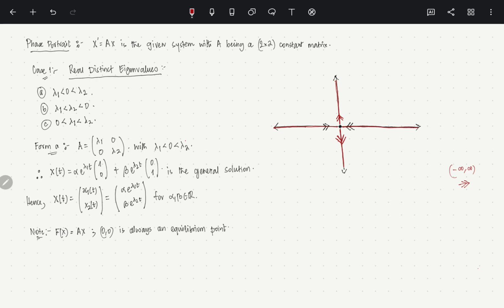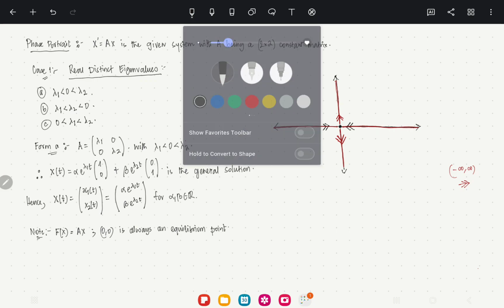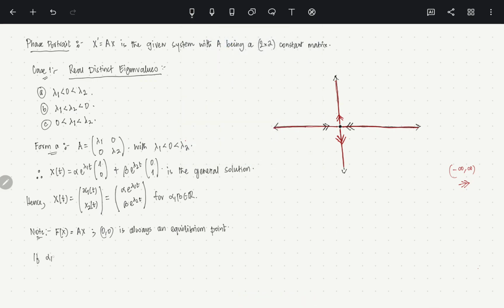Now the thing is this: this is for a particular choice of alpha, beta, 1, 0, 0, 1, that sort of thing, right? But alpha and beta both can be non-zero, right? In that case, what do you do? That's the question. So first thing first, if alpha and beta are both non-zero, then all other solutions tend to infinity also.